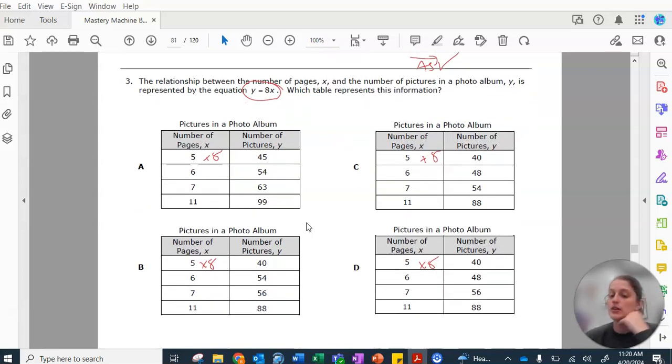And you're just going to go through because just because B, C, and D all work doesn't mean they're going to work for the 6 times tables or the 7 times tables or the 11 times tables. So go through and check each of them because only one works.